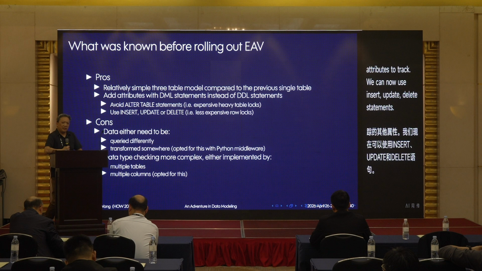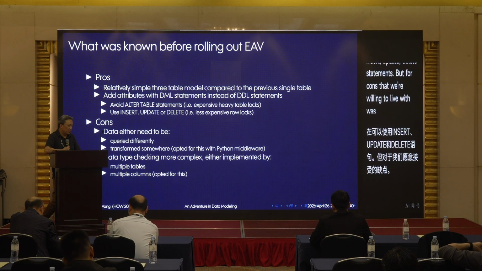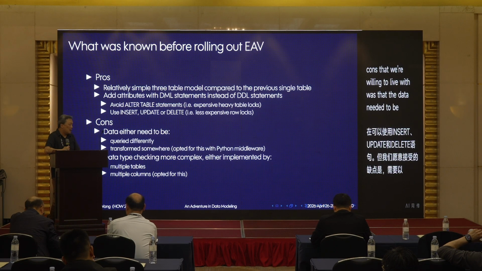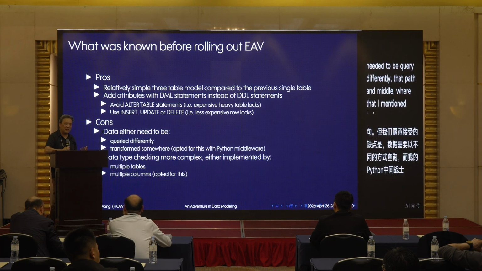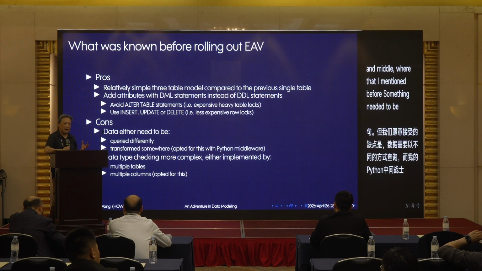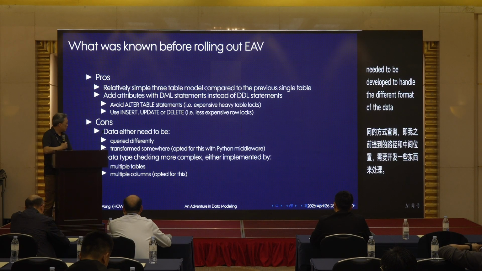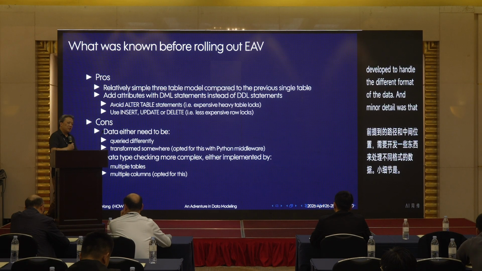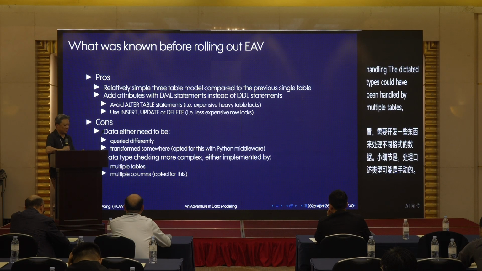But the cons that we were willing to live with were that the data needed to be queried differently, and that Python middleware layer that I mentioned before needed something developed to handle the different format of the data. And a minor detail was that handling the strict data types could have been handled by multiple tables, but it was opted to handle that by multiple columns.